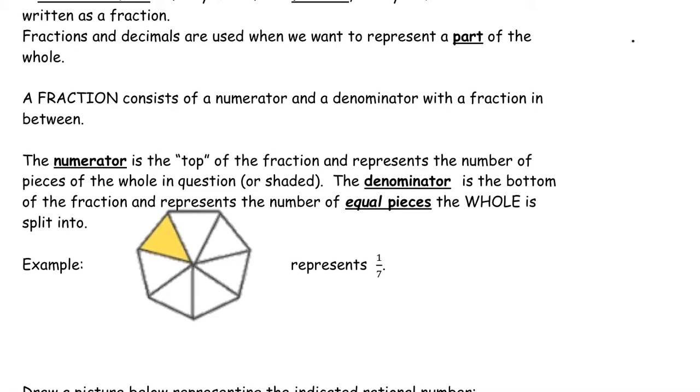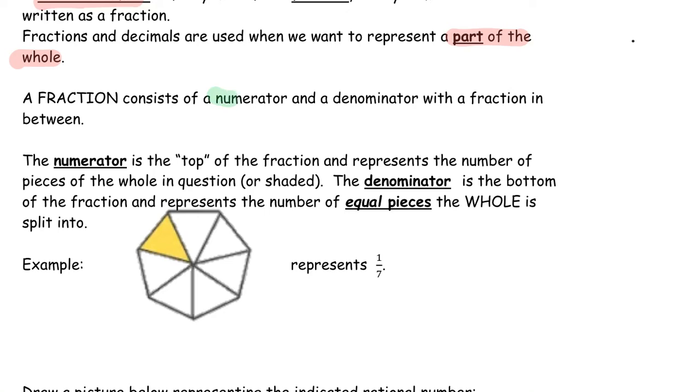So keeping in mind that a rational number is a fancy word for a fraction or any number that can be written as a fraction. So it also includes decimals, and we'll talk about what kind of decimals those are. Fractions and decimals are used when you want to represent a part of a whole.